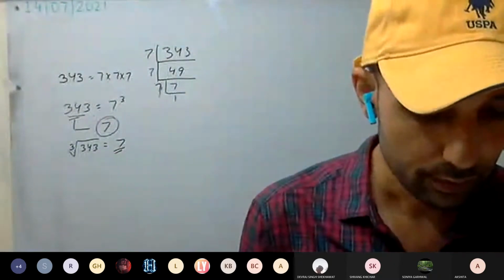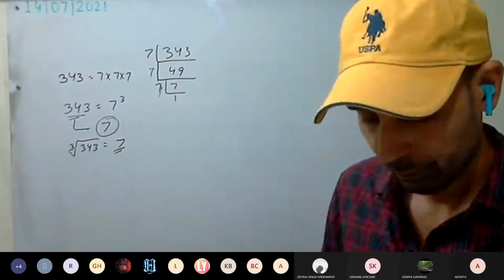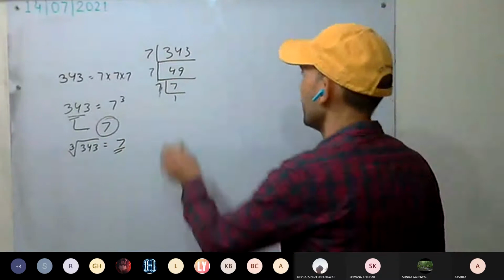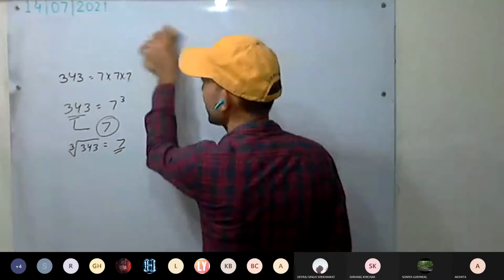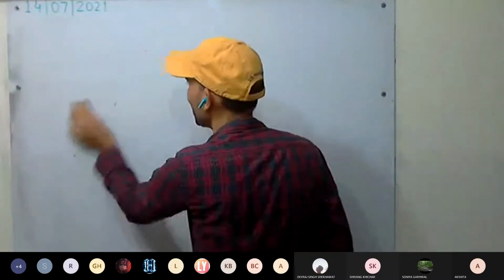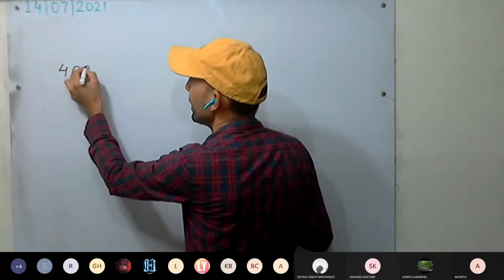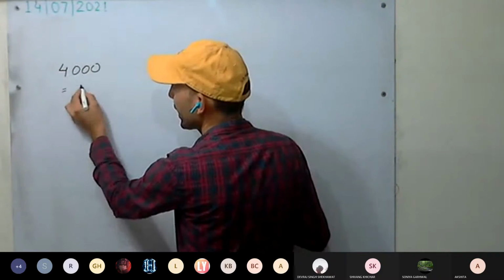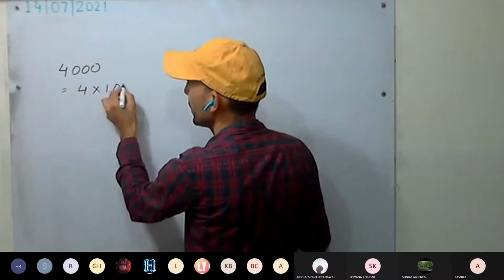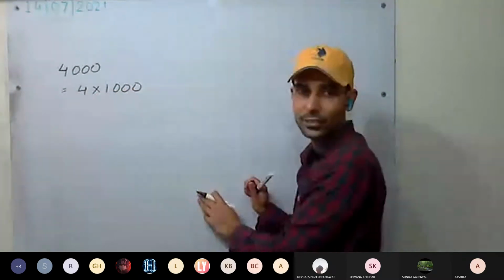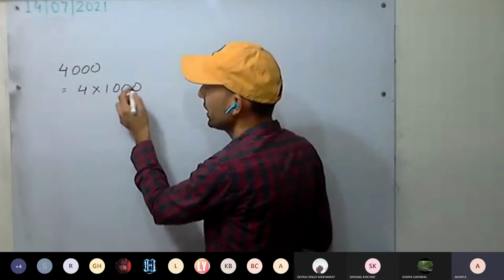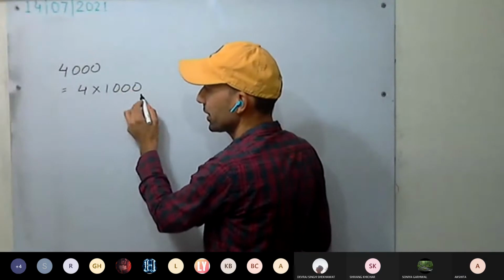Do the next one. 4,000. By seeing the number, you can see as well. You can play a little smart as well. 4,000, you can write it like this: 4 into 1,000. Yes or no? 1,000 is a cube of 10 into 10 into 10. Yes or no?